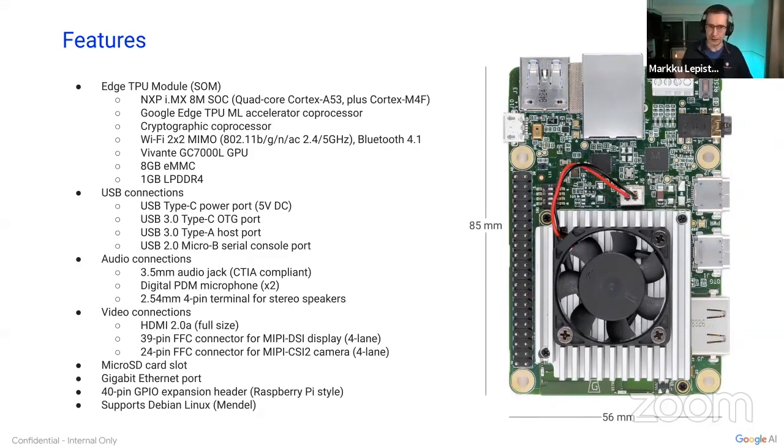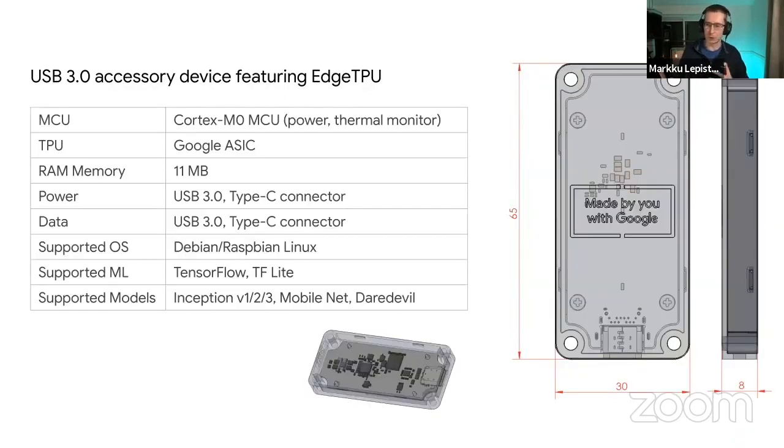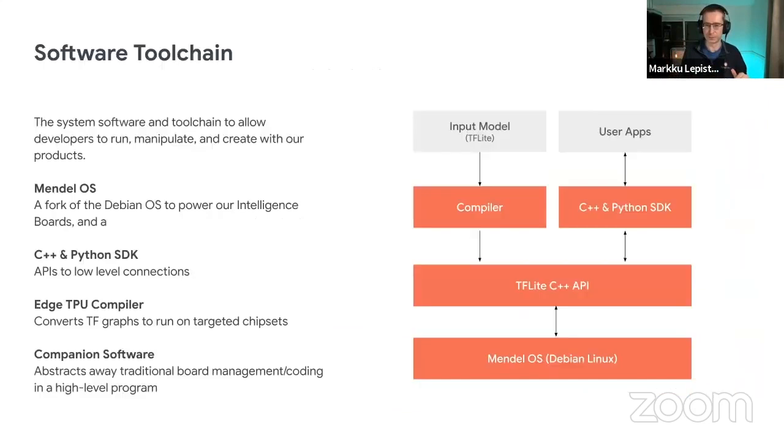It has the latest Wi-Fi connectivity, gigabit Ethernet. It has the same 40-pin GPIO connector as a Raspberry Pi, so you can easily attach some other peripherals there, USB-C, HDMI, etc. So consider this board to be a prototyping board if you want to start running machine learning models on the edge using the EdgeTPU accelerator. The other option then is this USB stick. So it has a USB-C connector with USB 3, so you can plug it into any, for example, Linux device and simply start running machine learning models on the EdgeTPU on this USB stick.